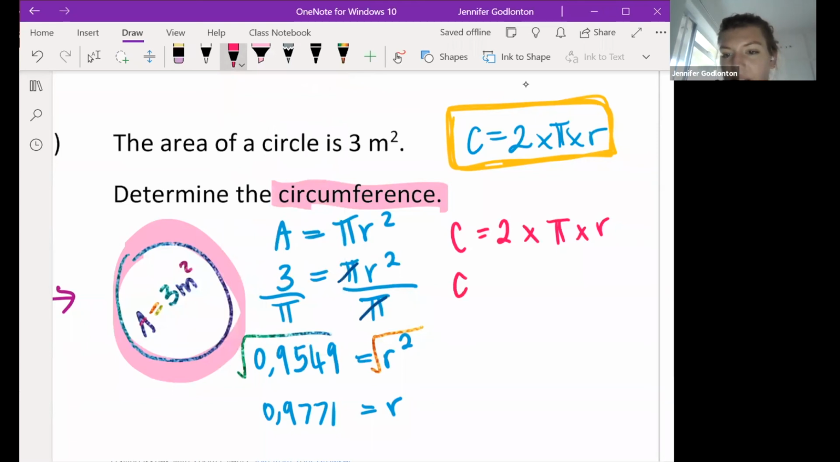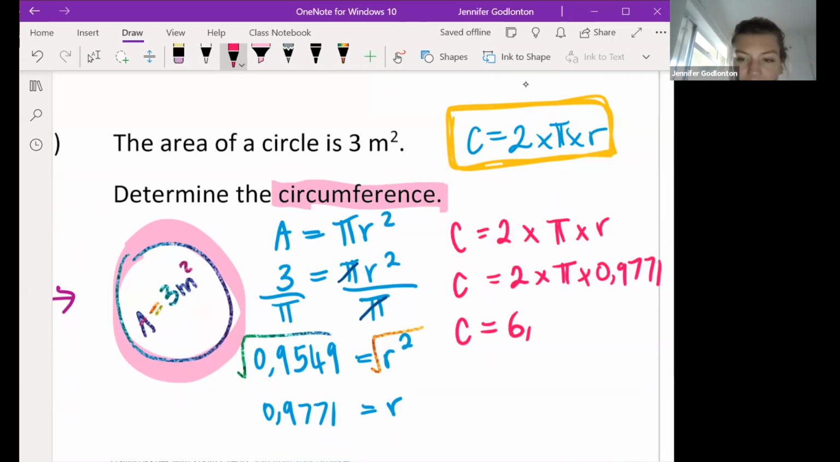If you rounded yours off, it's fine. So my circumference is equal to 2 times pi times 0,9771. Or if you said 97 or 98, I'm happy with all of those at the moment. So 2 times pi times 0,9771, and that gives me the answer of my circumference equaling 6,14 meters. And it's circumference, it's not area. My meters are a singular unit, and that would be my final answer.